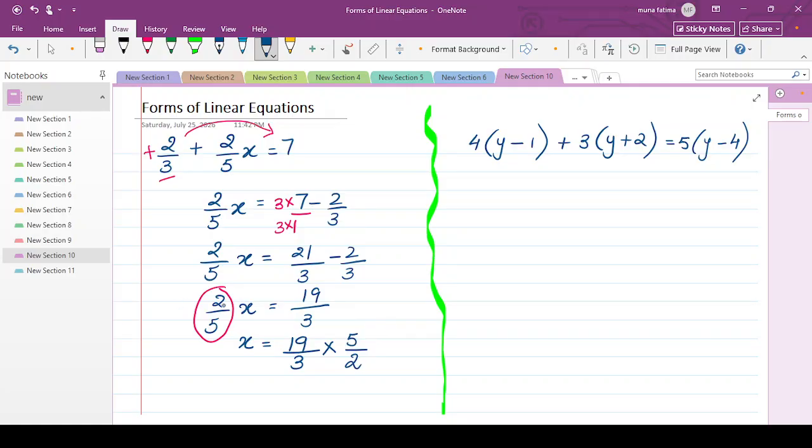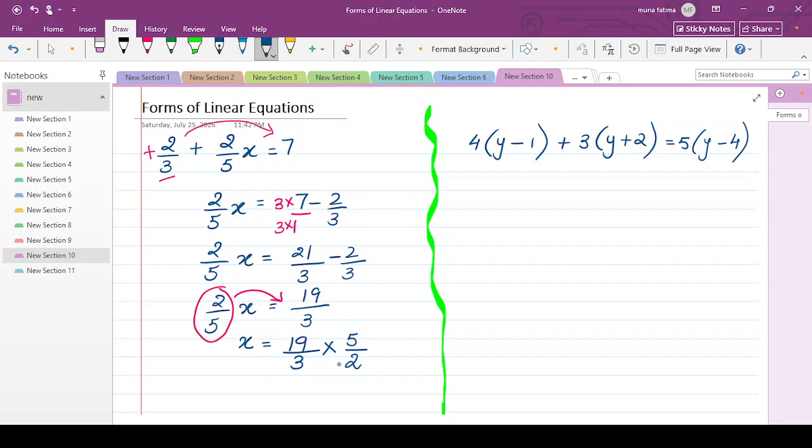I'll repeat it again. If you have a fraction which is being multiplied with the x, if you take it to the other side, you're going to write the reciprocal of that fraction. Reciprocal means we just switch the numerator and denominator. Instead of writing 2 over 5, we wrote 5 over 2. And the sign between them is going to be multiply.